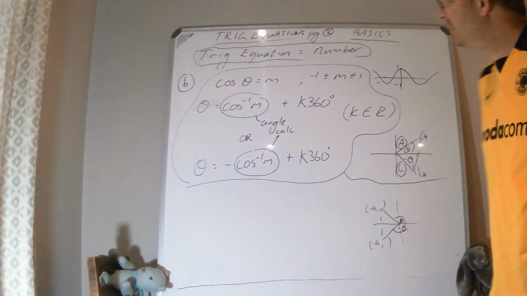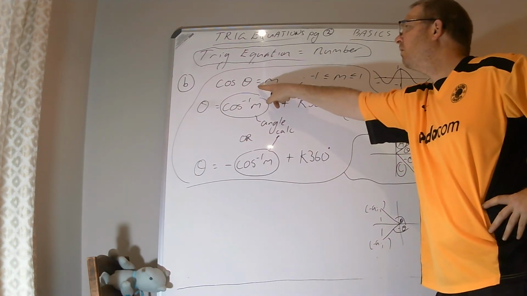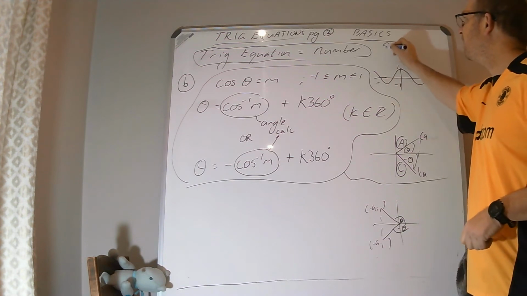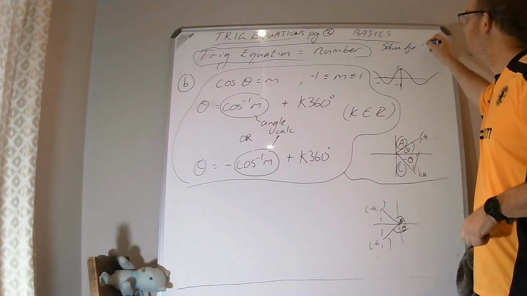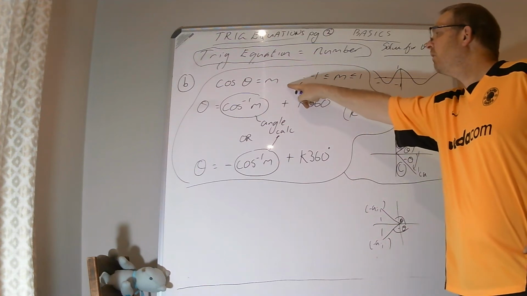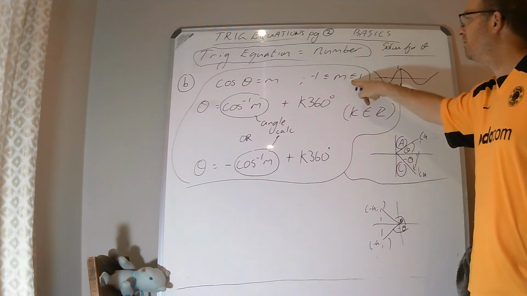Okie dokie. Right, the next one is cos. If you've got to solve a trig equation for theta, and you've got cos theta is equal to m. For all of these questions that solve for theta, we're finding the angles that satisfy the equation. Again, if cos theta is equal to m, to have a solution, m must lie between -1 and 1.